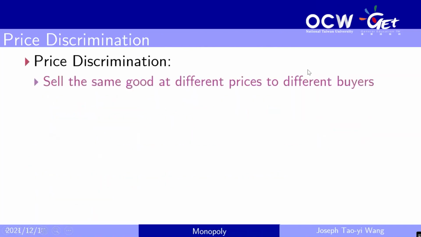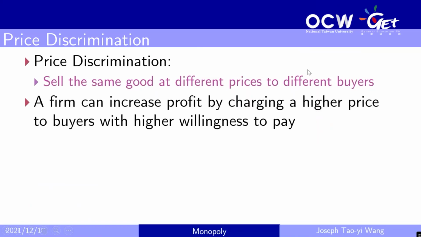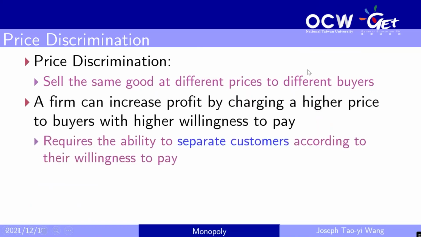Okay, so that's for a monopoly. Now we'll move to price discrimination. What is price discrimination? This is you're selling the good at a different price to different buyers. So the key thing here is that the firm, if I can sell the same product to different buyers, then I should be able to charge people who have higher willingness to pay a higher price. And in that way, the firm could increase profit. Of course, what this means is that the firm would have to be able to separate different types of customers. If the firm cannot separate, then you cannot do price discrimination.